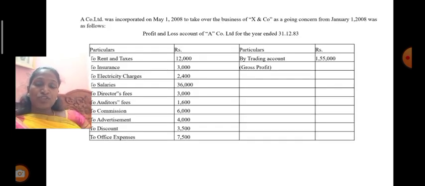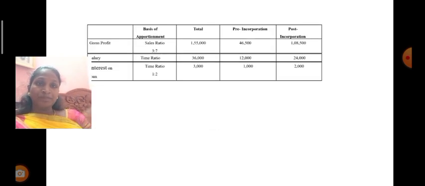Here the list of items has been given, so we need to prepare the profit prior to incorporation statement. First column particulars, second basis of apportionment, then total, pre-incorporation period and post-incorporation period. The income item has to be taken first. Here the income is only one item, gross profit. It comes under the head of sales ratio. The amount is calculated on the basis of 3:7: 1,55,000 into 3 divided by 10, and 1,55,000 into 7 divided by 10.